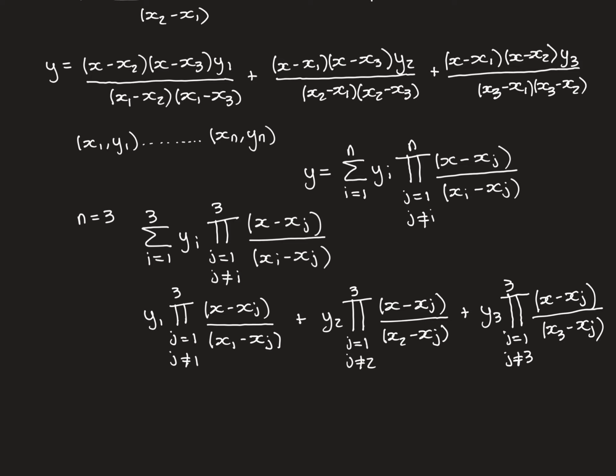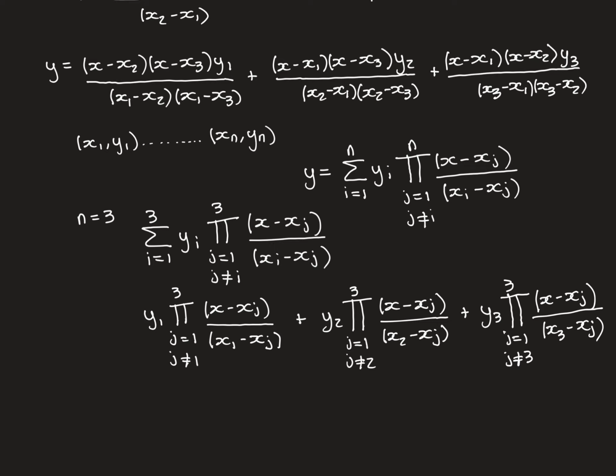Then it's the same for y2, so we're now going to exclude the number 2. The reason you're excluding that is because you don't want the term x minus x2 in front of here, because that's the term that makes it vanish and go to 0, but you don't want it to equal 0 at y2, because y2 is the value at the point x2. You want it to equal 1 there, and remember that's the reason all these denominators are here, so that when you plug in x2 here, it's going to equal 1.